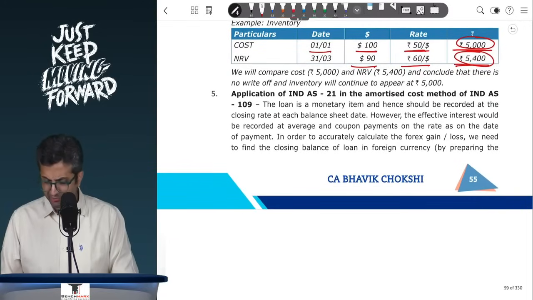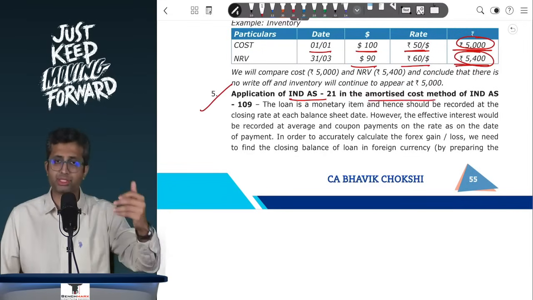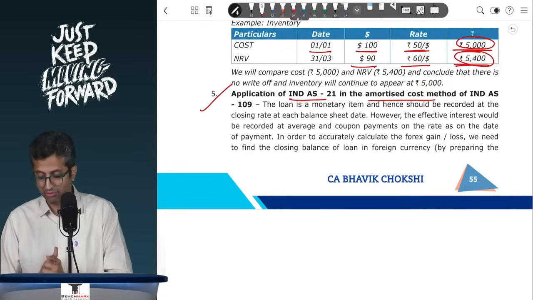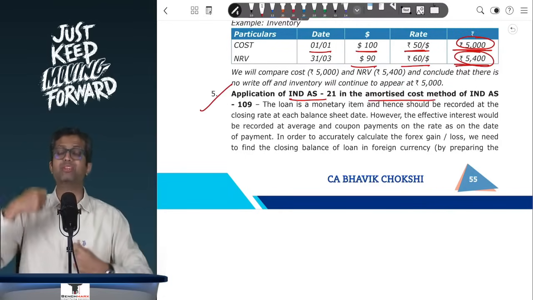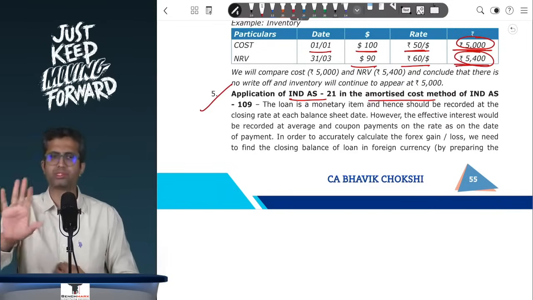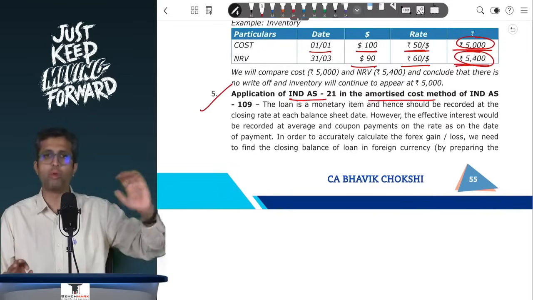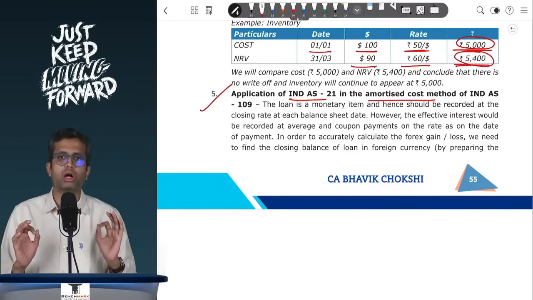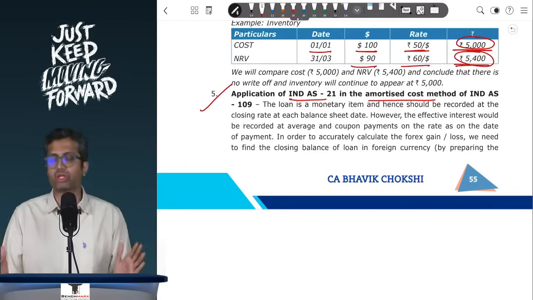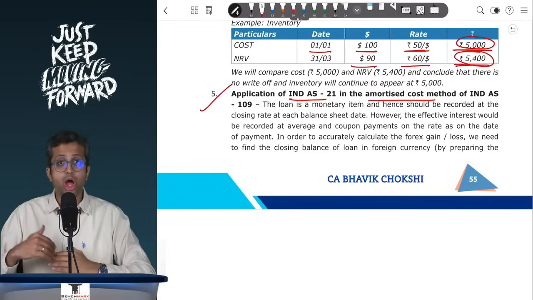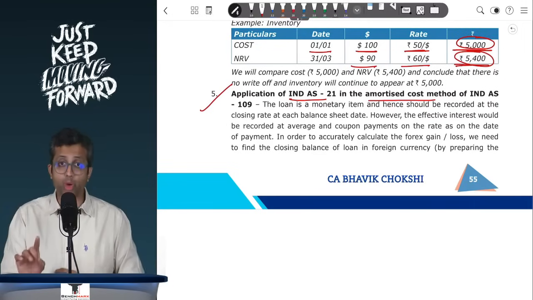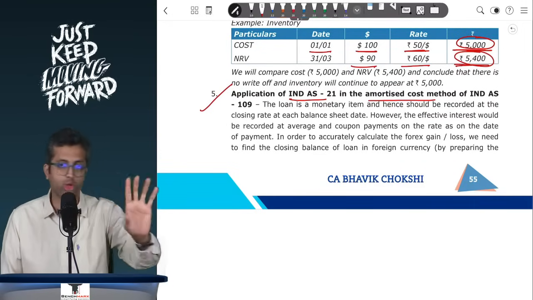Okay, a very important thing over here will be the application of Ind AS 21 in amortized cost as well as FVOCI. Now what happens is, when you look at Ind AS 21 in amortized cost, for example, you have invested in a bond which is recorded at amortized cost, or you have issued a bond or given a loan or taken a loan which is measured at amortized cost. Now if this loan is given in dollars, remember, there is a contractually fixed or determinable amount to be paid or received in dollars, not in rupees, in dollars.